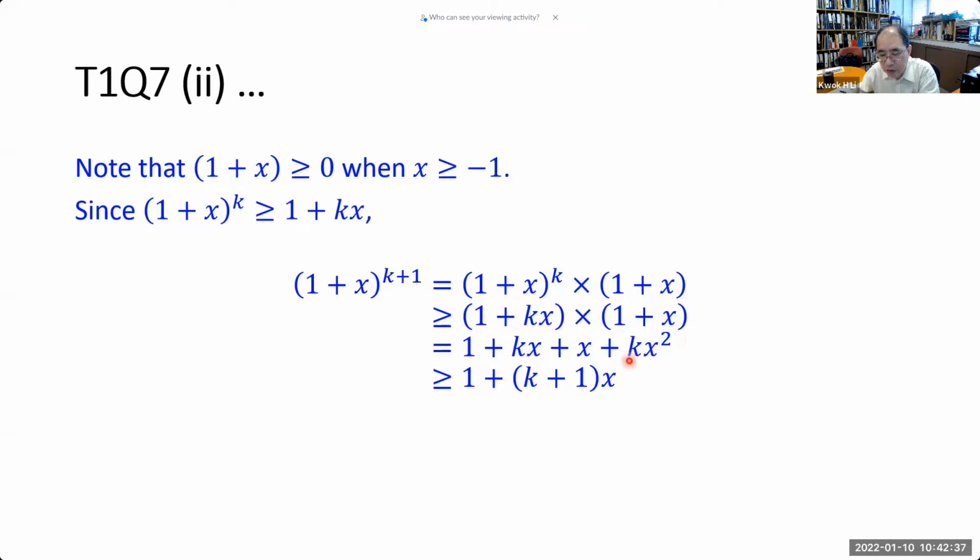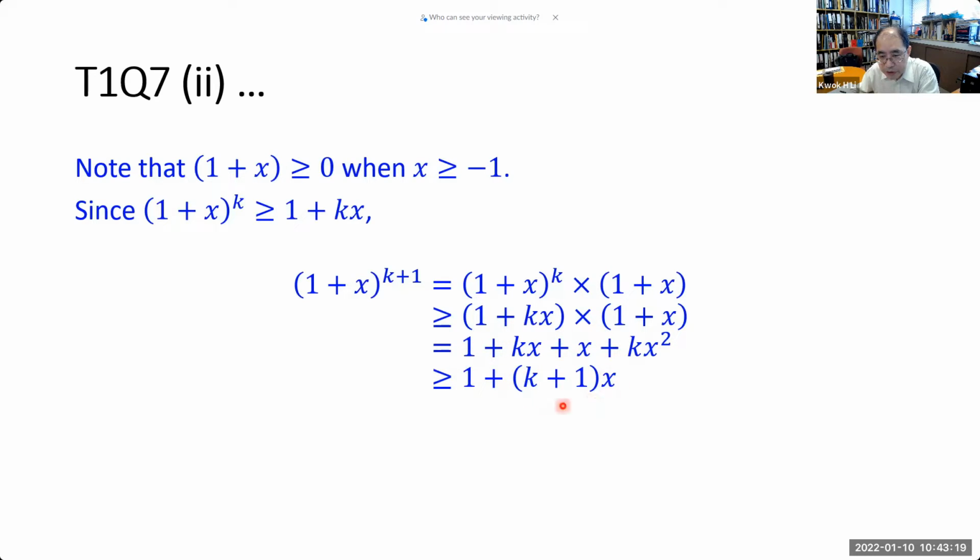If we ignore the last term, this one should be greater than these 3 terms, because the last term cannot be negative. x squared is always non-negative, and k is a positive integer. So this term cannot be negative, and you can ignore it. These 4 terms should be greater than the first 3 terms.